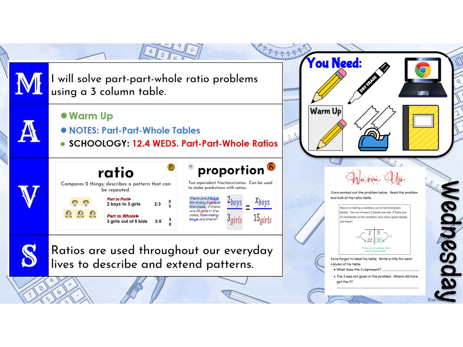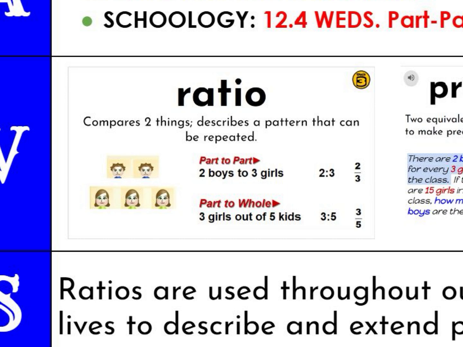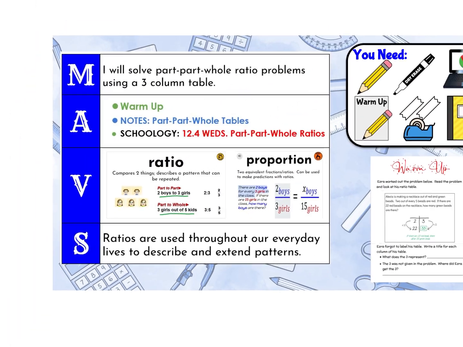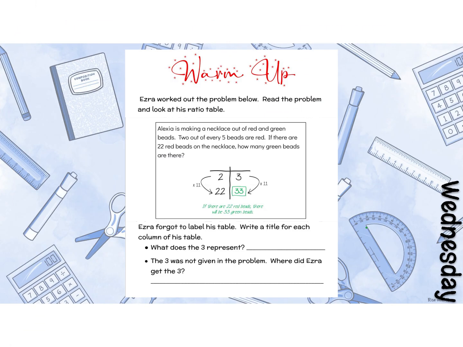Hello, today we are going to be talking about ratios and really looking at the relationship between part-to-part ratios, such as 2 boys to 3 girls, and part-to-whole ratios, such as 3 girls out of 5 kids, and then using them to solve some proportions. Let's take a look.